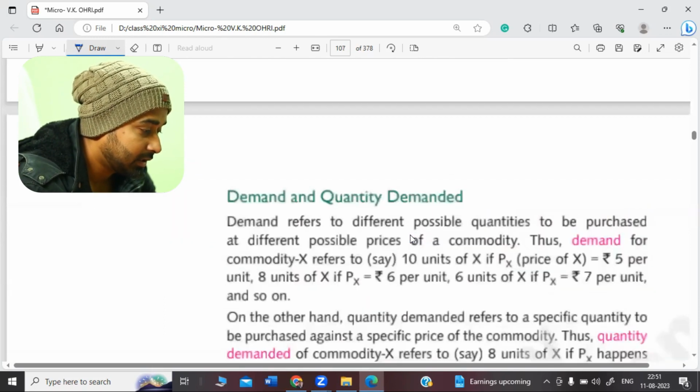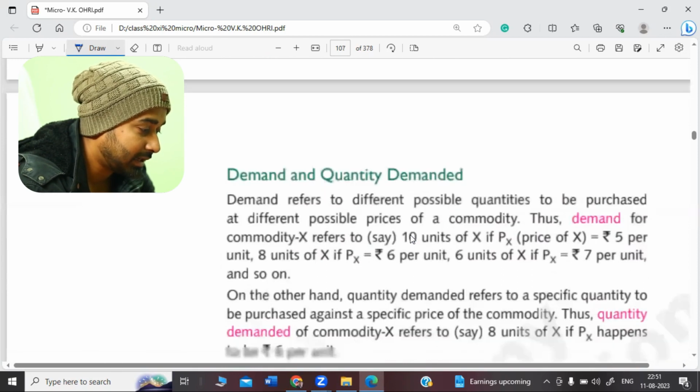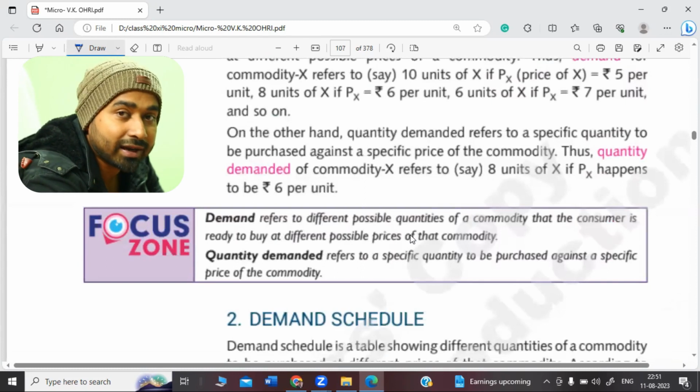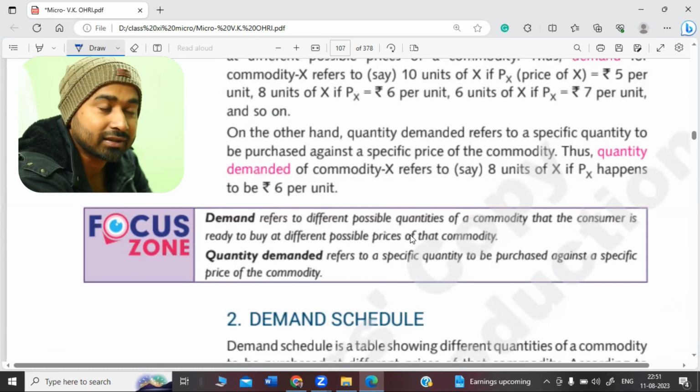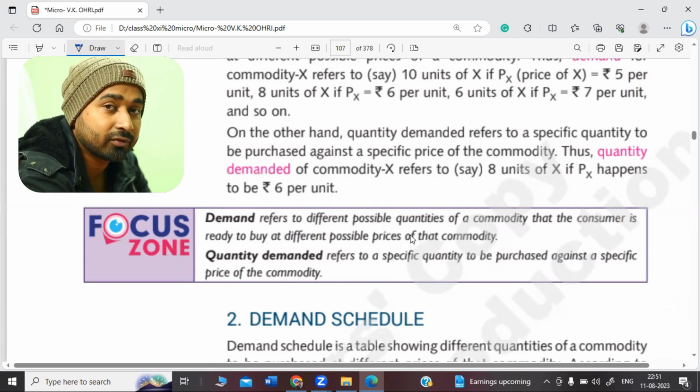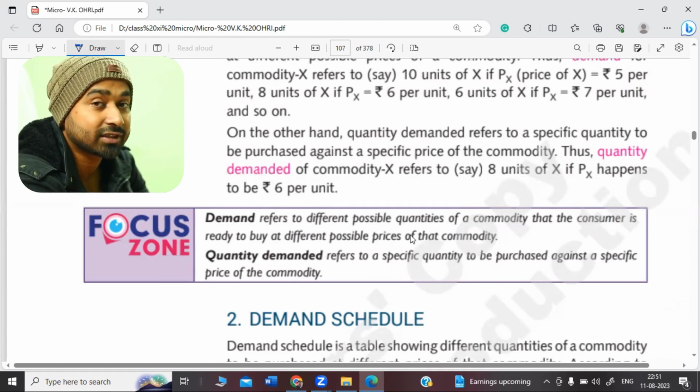Now come to quantity demanded and demand. What is the difference between them? Simple: quantity demanded is what you have actually purchased, by using your purchasing power, that means by using your resources. You already spent your money and got some goods or services. That is known as the quantity demanded. That means you already purchased that good.